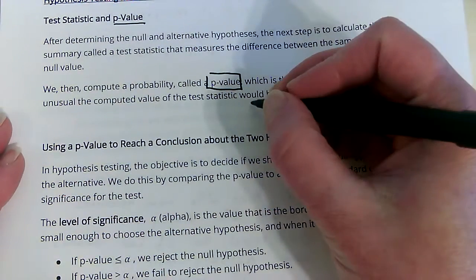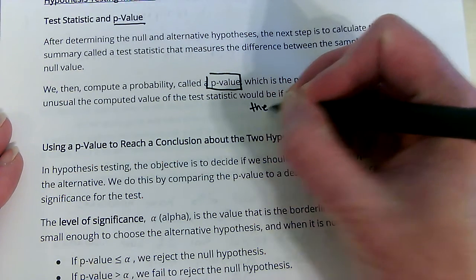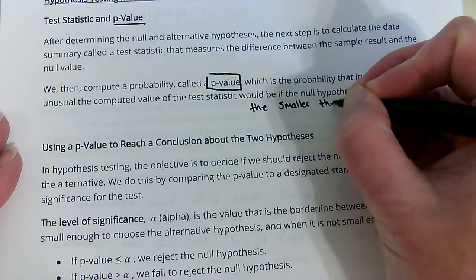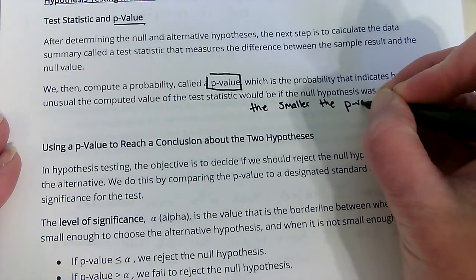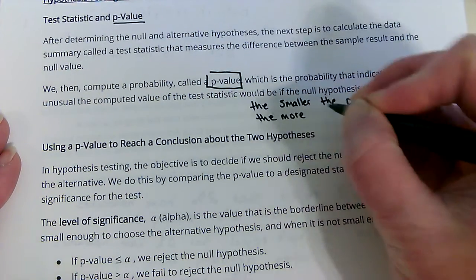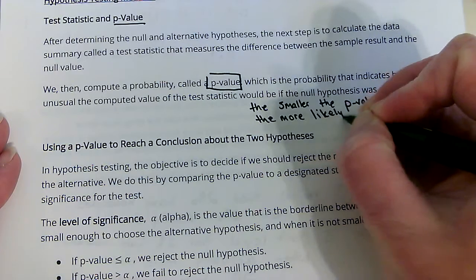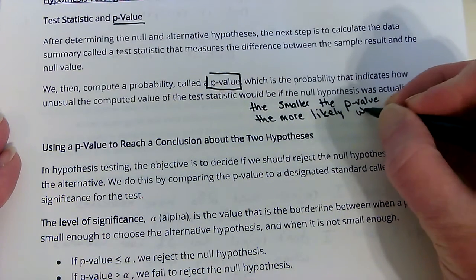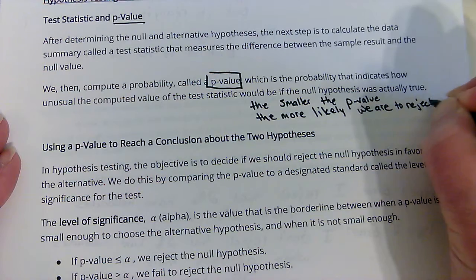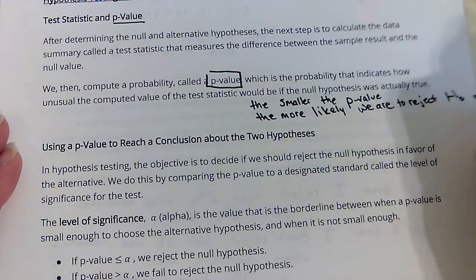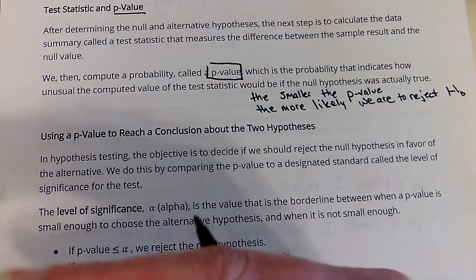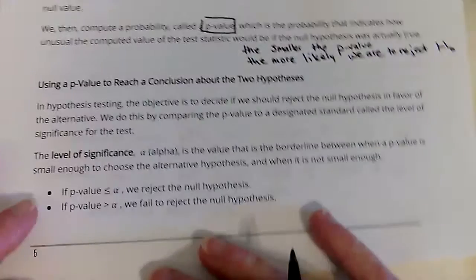So the smaller the p-value, the more likely we are to reject the null. In other words, if we have a very large p-value, then the probability that the null hypothesis is true is probably likely.